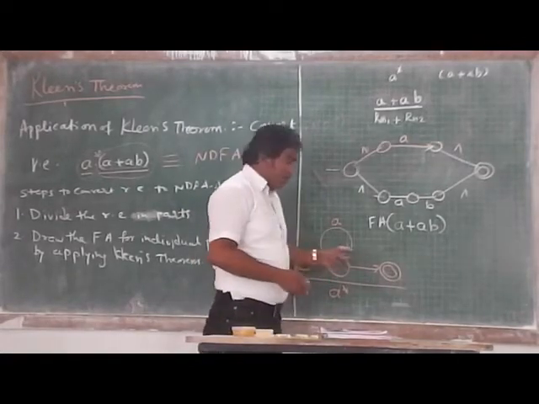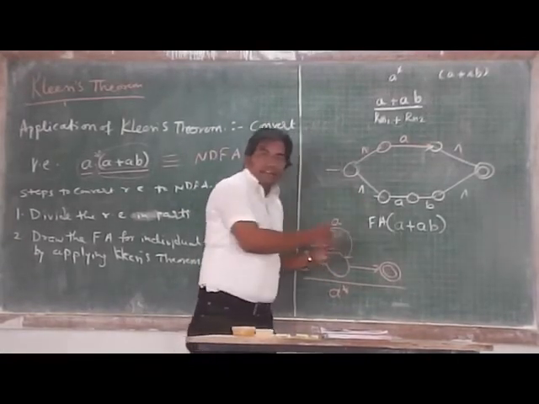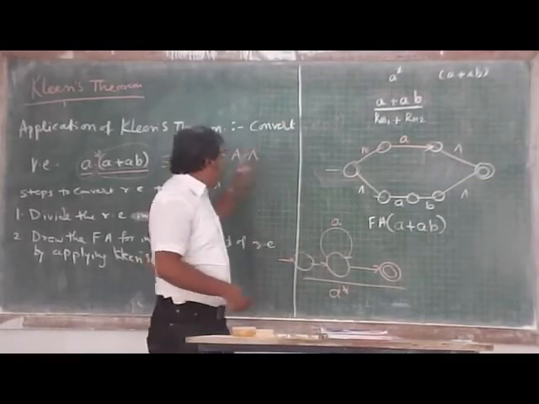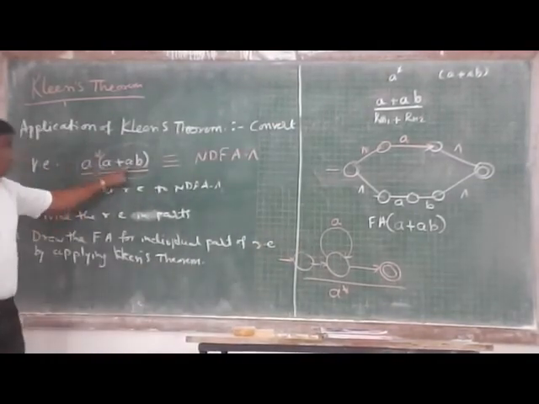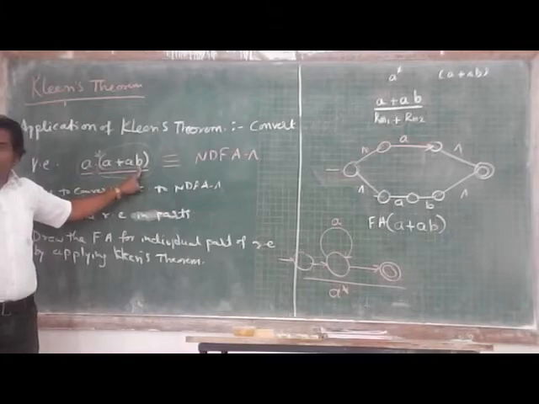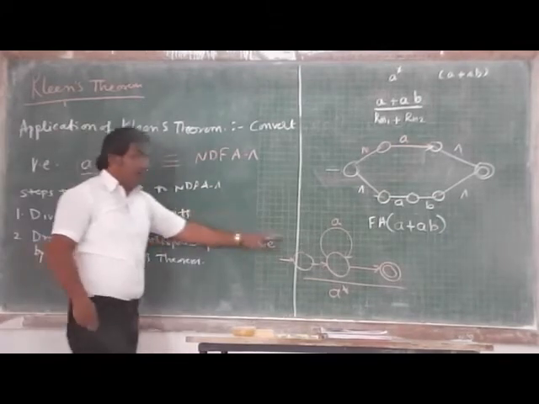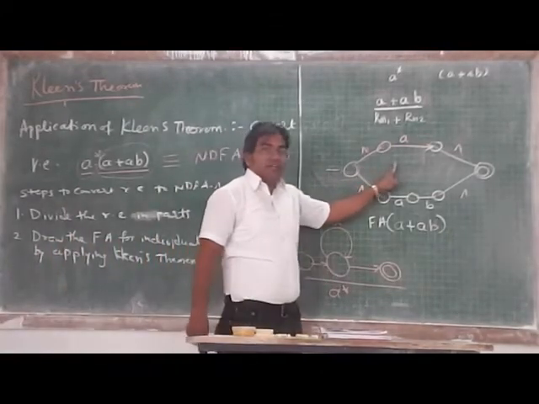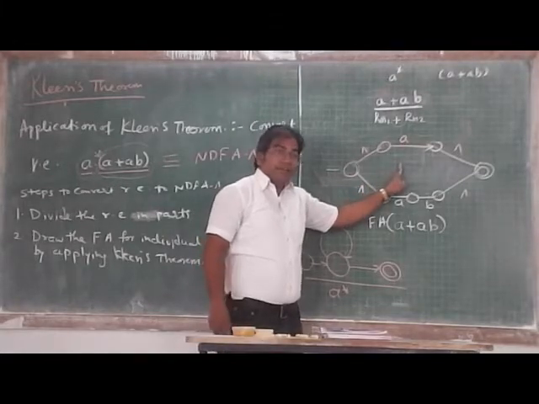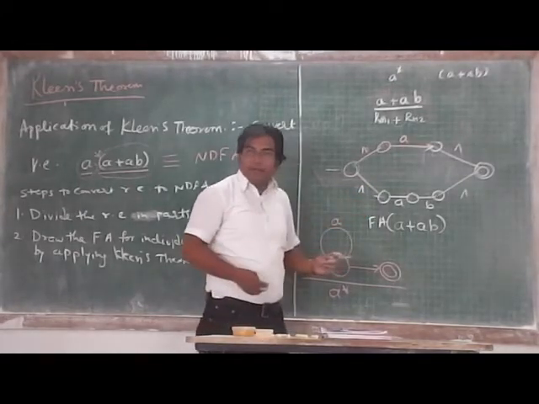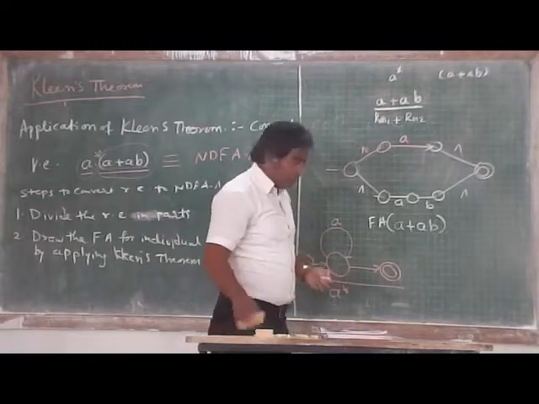What do I have to do now? I have to attach these two, concatenate both. A star is concatenated with this particular A plus AB star, AB. So this is the finite automata for A star. This is the finite automata for A plus AB. I need to concatenate them. How do I concatenate?